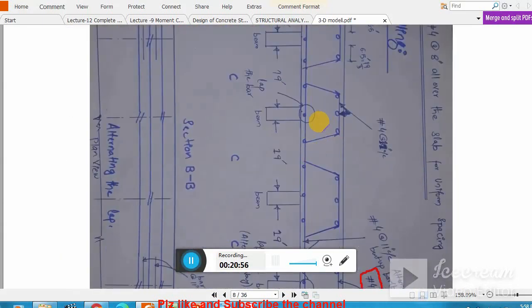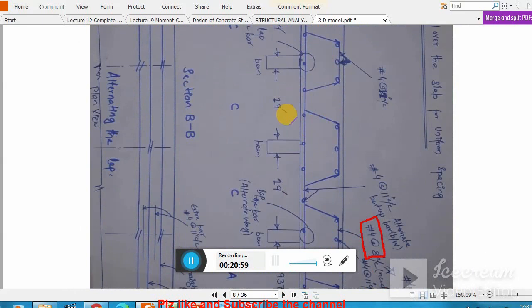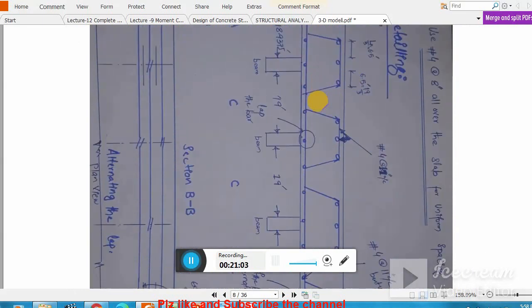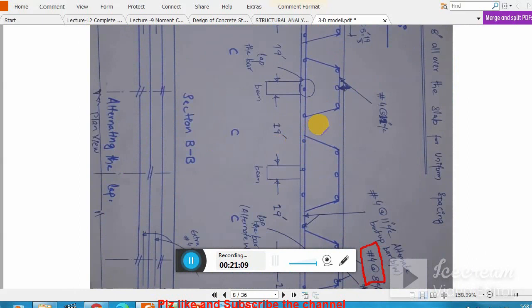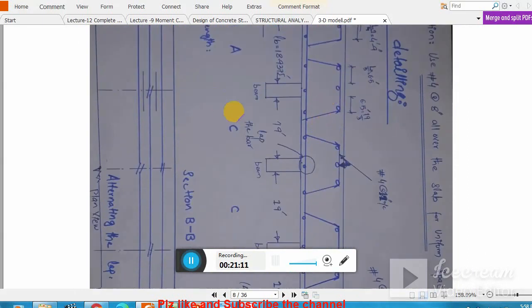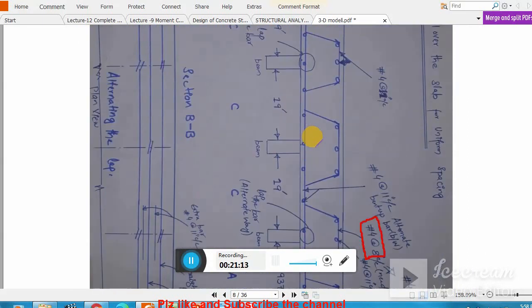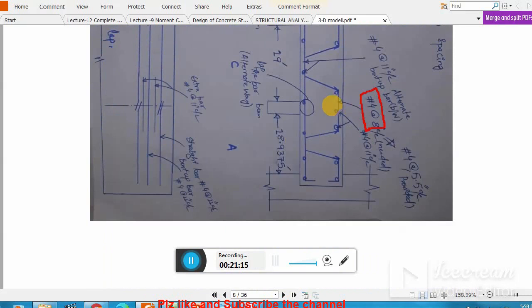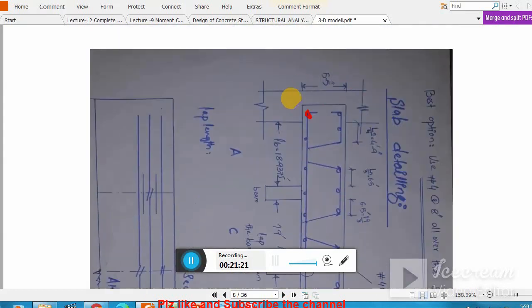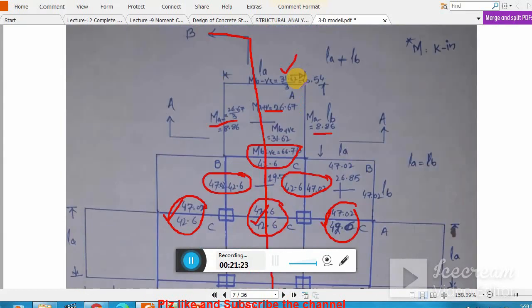Okay, so I think you understand and you got the concept of how to place bars in a two-way slab system. Clear? And how to provide lapping and how to alternate lapping. Clear? So this is a very important video on detailing of the slab, because this you must understand.